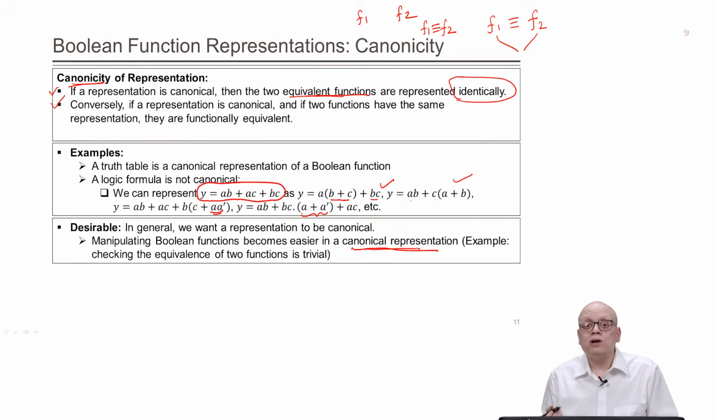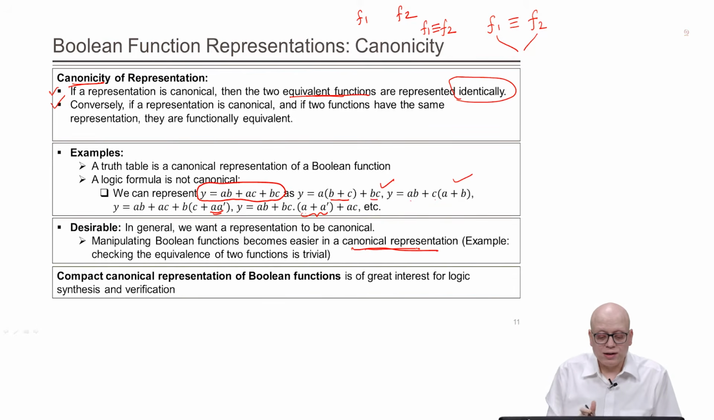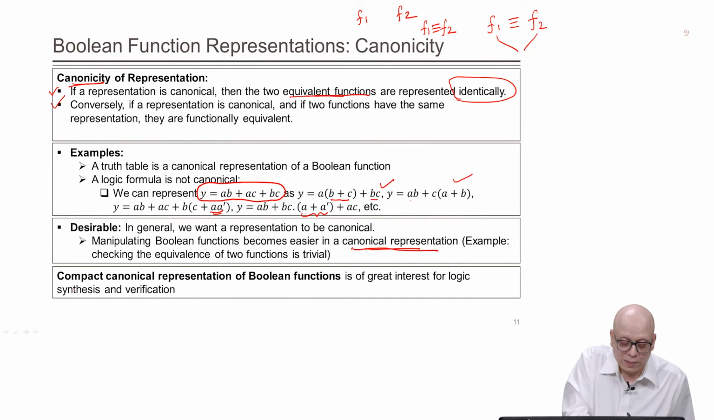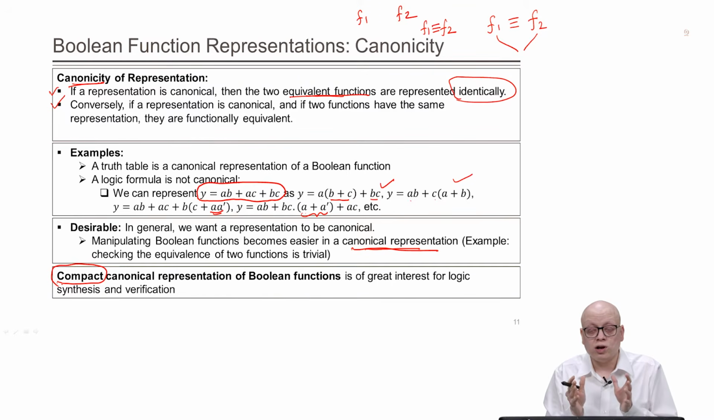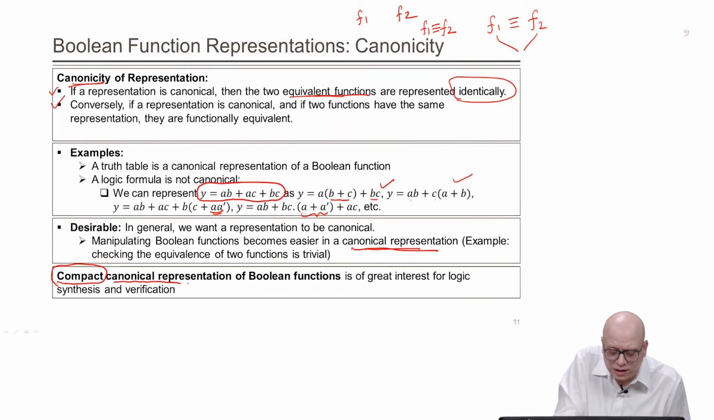So, ideally what do we want? Ideally we want the representation to be compact, meaning the size should not grow exponentially, but at a slower rate, and it also should be canonical.